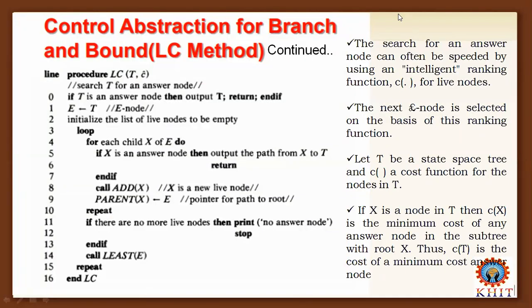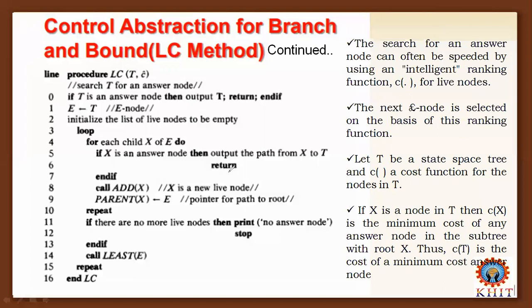In the examination they will ask this question also: write the control abstraction of branch and bound method, LC, least cost branch and bound technique. Control abstraction means the procedure, how to do the process. There are chances that the examination will ask this.